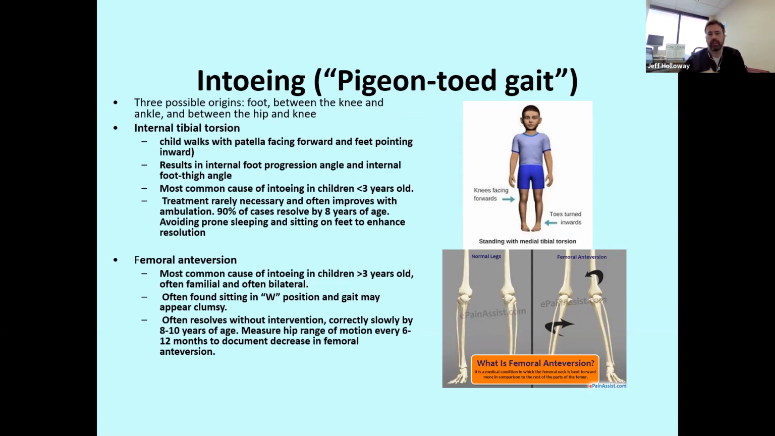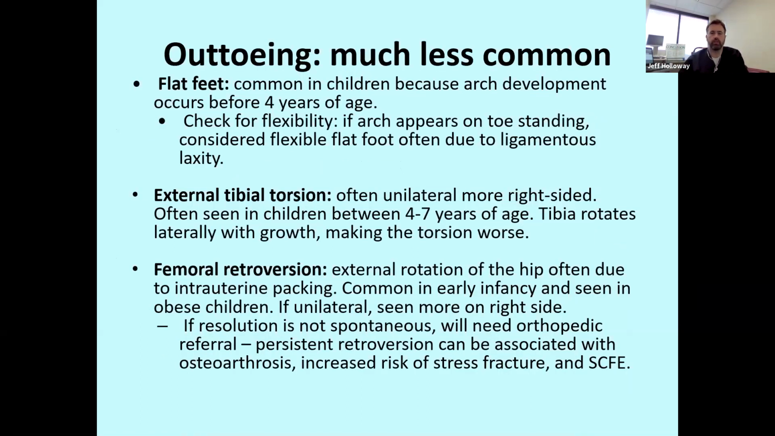And then if you see super progression, the kid's tripping all the time, escalating is not wrong. It's just talking about trying not to go too far that way. And then surgeons like to do stuff because that's what they do. And then out-toeing is much less common. So again, flat feet, external tibial torsion, and then femoral retroversion are the names for the opposite.